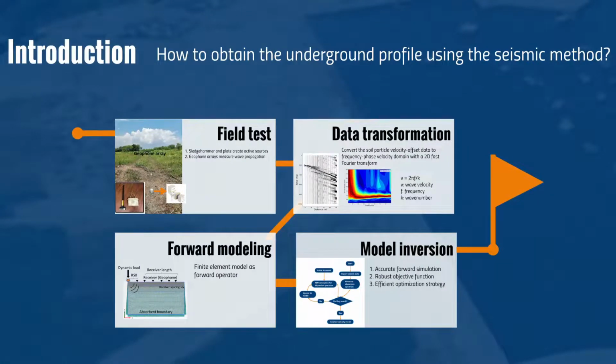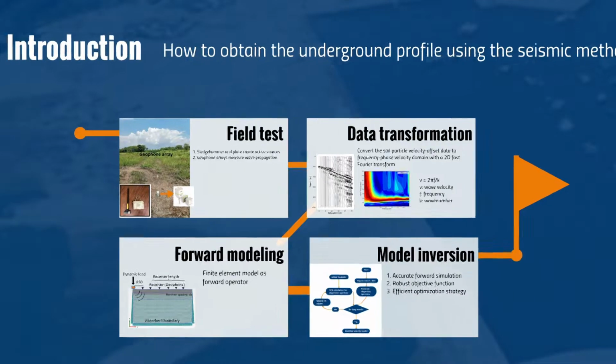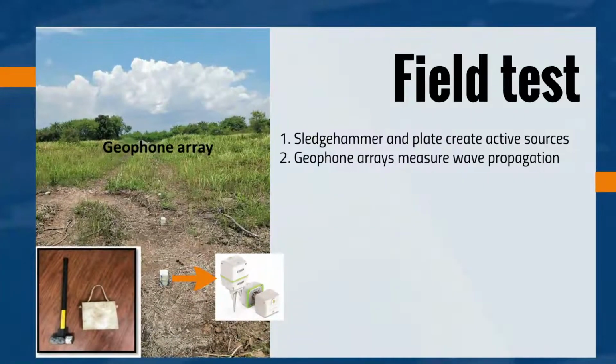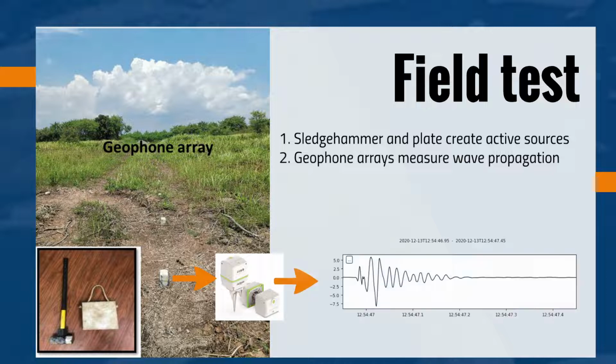Now let's have a quick review of how to conduct the seismic site investigation, which mainly includes four sections: field acquisition, data transformation, setting up the forward modeling, and model inversion. First, we went to the field, deployed the geophones according to our acquisition design, and created the active sources from a sledgehammer. For more field acquisition information, please refer to the science video in our channel.